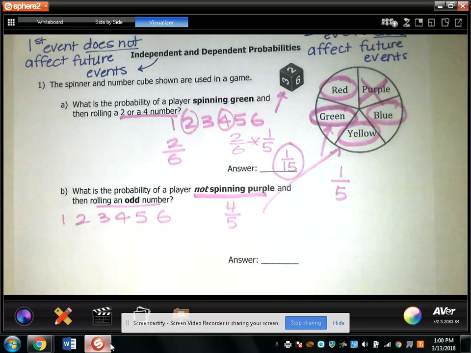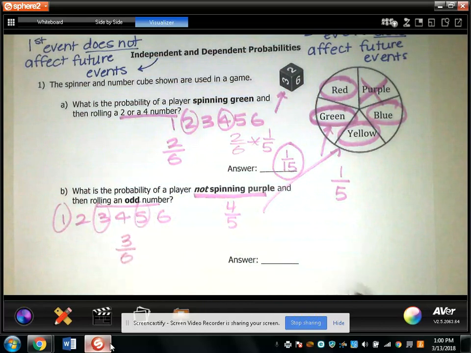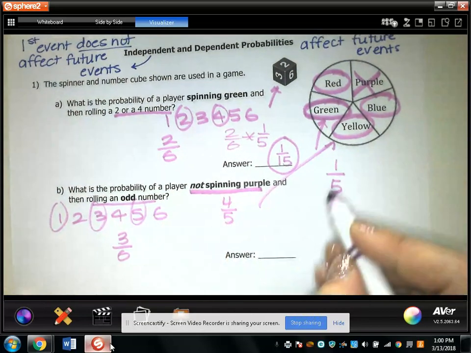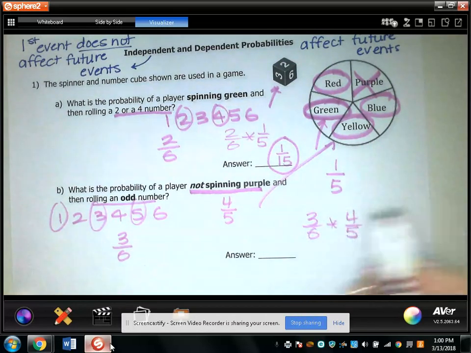So what's the probability of getting an odd number? 3 out of 6. What's the probability of both of these things happening? You need to multiply them. 3/6 times 4/5 is 2/5.